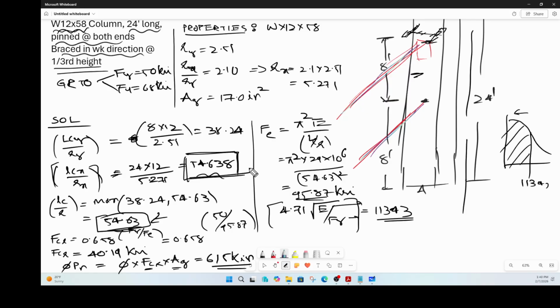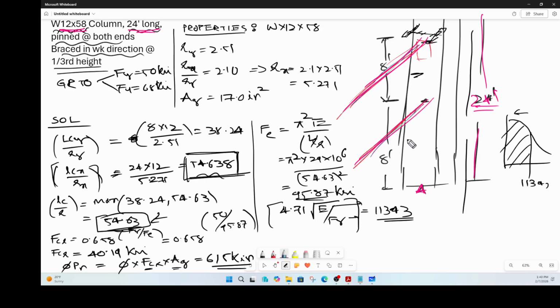So again, just to recap, we have been given a W12 by 58 column. The length of the column is 24 feet. It is pinned at top and bottom. The column was pinned at bottom and also at the top, and that entire height was 24 feet, correct? But then it is braced in the weak axis at 1/3 height. 1/3 height is 24 by 3, which is 8 feet.